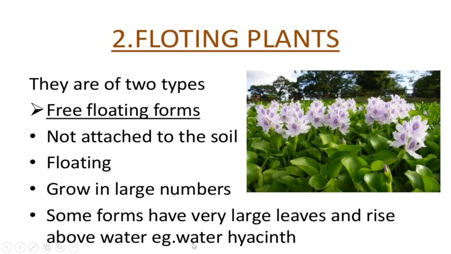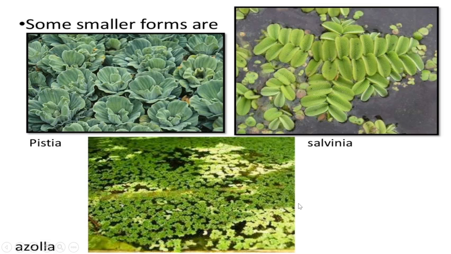Large leaves are nothing but water hyacinth. That means Eichhornia plant. Some smaller forms of hydrophytes belong to the pteridophytes. That is Salvinia, Pistia, and Azolla. All these plants belong to pteridophytes, but they are free floating. Roots do not go down to the soil level, the substratum, and leaves freely swim in the water.